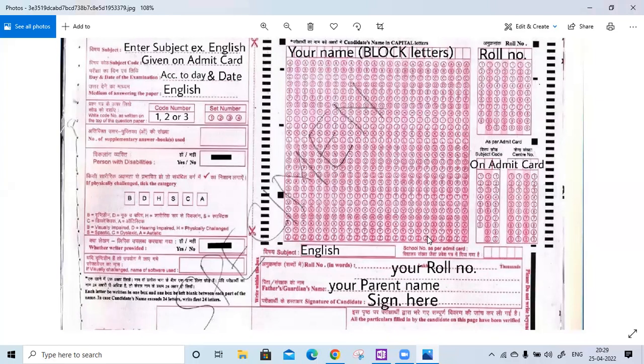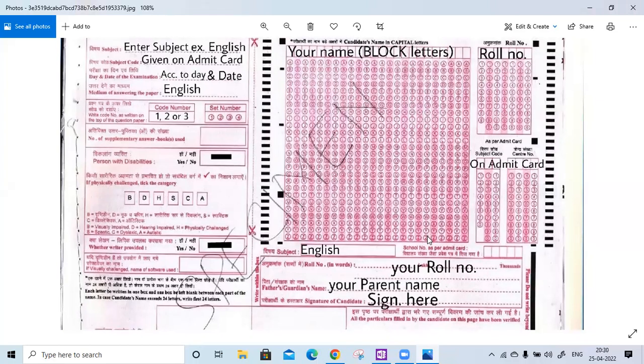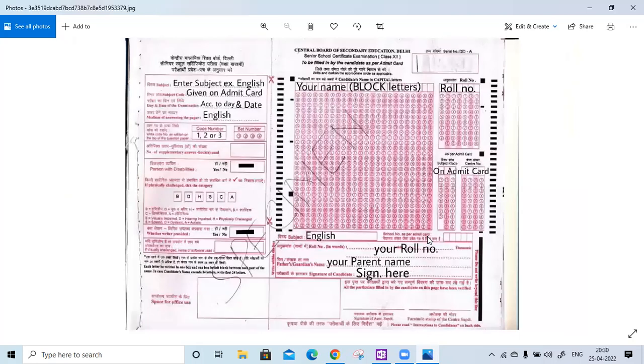It is written, your name. In block letters you have to write. Suppose your name is something like Steve. So Steve, you would write S-T-E-V-E in block letters. And whatever alphabet is written over here, that alphabet you have to circle over here. Can you see here? Okay. Yes, sir.